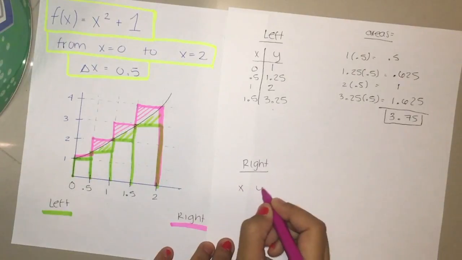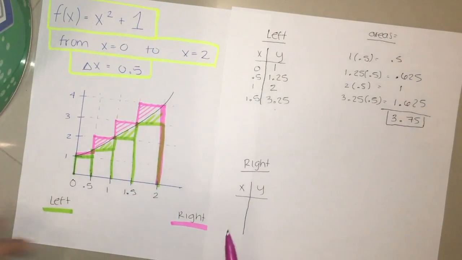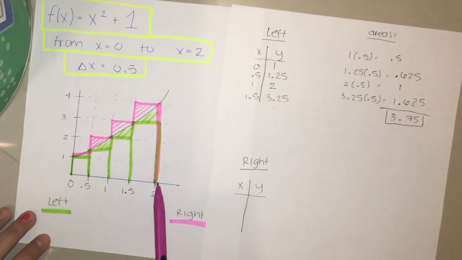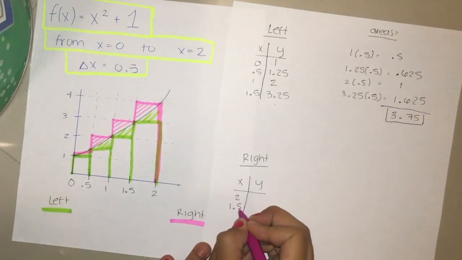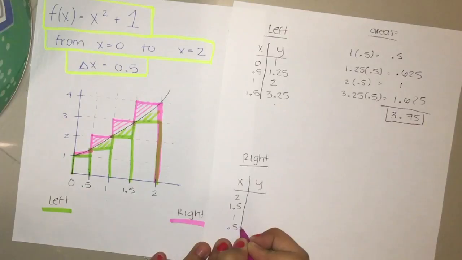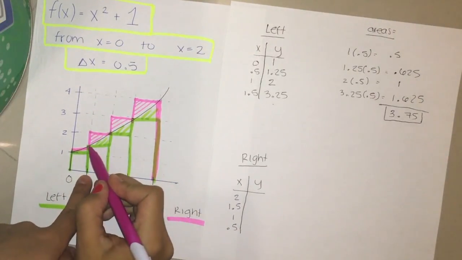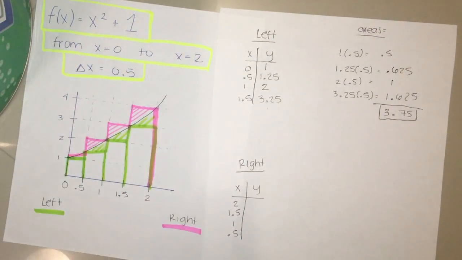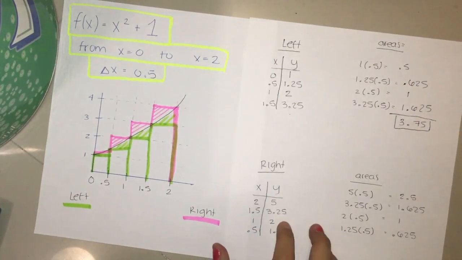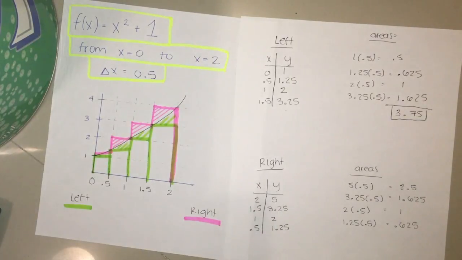You do the table of values. In this case, the x values, you're gonna go the other way around. You're gonna start with the 2 and you're gonna go backwards. You start 2, 1.5, 1, and 0.5. And you're gonna end up there because it's the last point of the line you touched. So you plug these numbers in the formula and you're gonna get your y values.